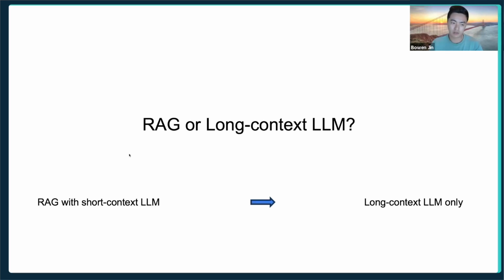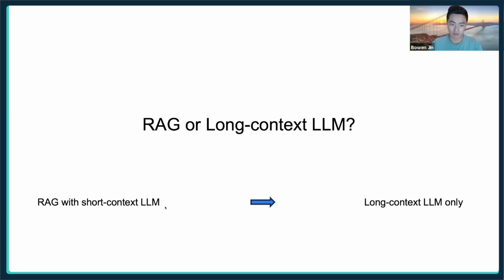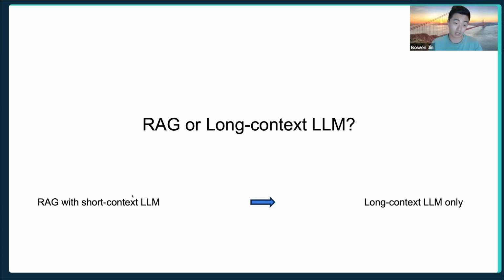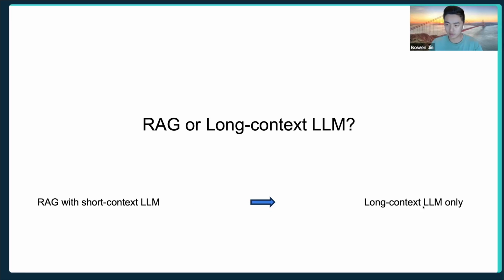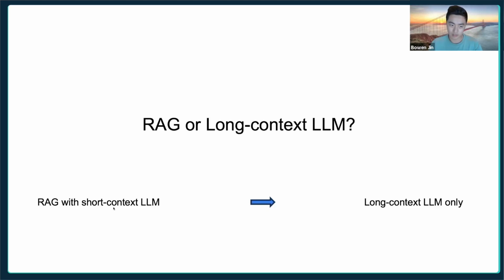So people are arguing that previously we were using RAG with short-context LLMs. We usually retrieve top 1, top 3, top 5 documents, and then feed them into the short-context LLM for RAG applications. Now we have a long-context LLM. Can we just remove the RAG part, just remove the retrieval part, and directly use the long-context LLM for the whole domain corpus understanding? So it's like a transition from this to this.